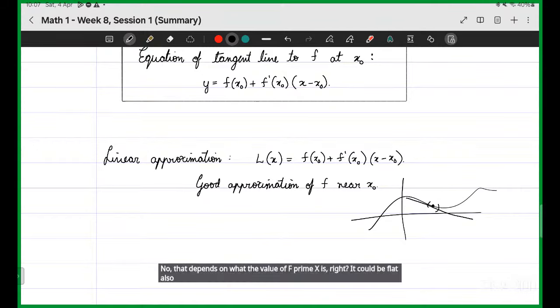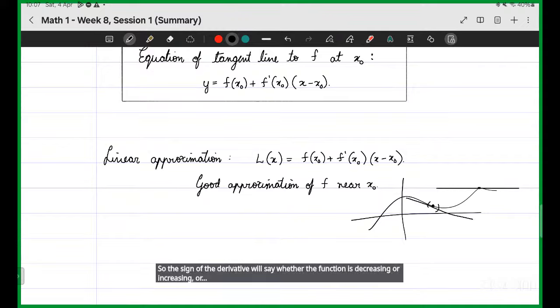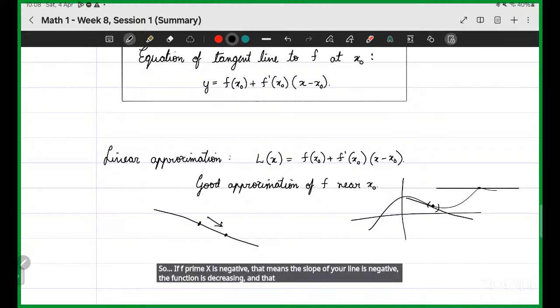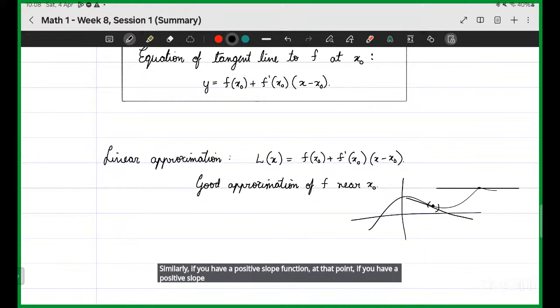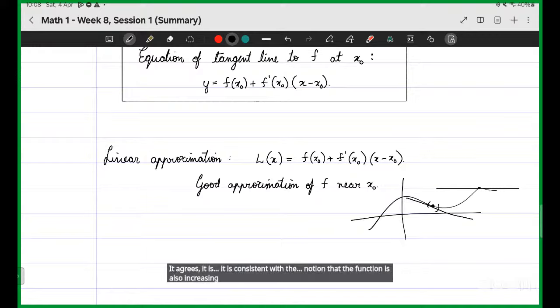Right? It could be flat also. It could be horizontal also. So if I look at this point, for instance, here f prime x will be 0, and you will get the tangent line to be flat. So the sign of the derivative will say whether the function is decreasing or increasing, or it's a critical point if you have seen these things before. And the tangent line will also behave in the same way near the point. So if f prime x is negative, that means the slope of your line is negative. The function is decreasing, and that is visible by the linear approximation also. Similarly, if you have a positive slope at that point, your tangent will also have positive slope, and it is consistent with the notion that the function is also increasing at that point. Does that answer your question?